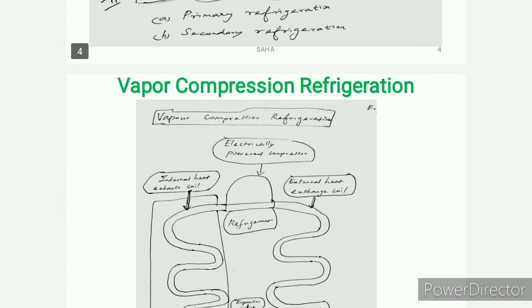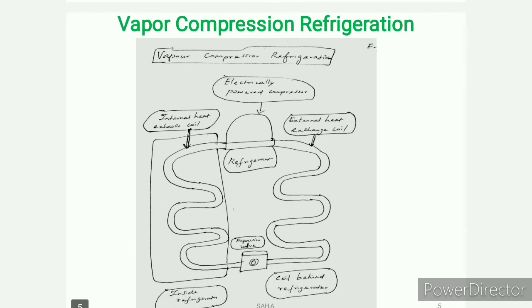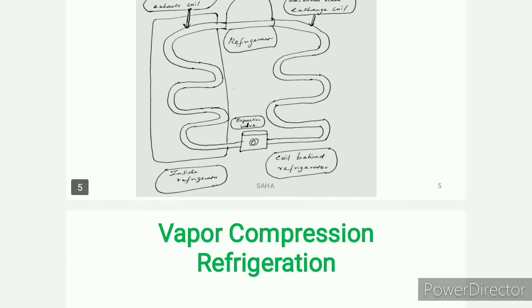The vapor compression refrigeration. This is the diagram for the vapor compression refrigeration. Here there are two portions, the left side and the right side. On the left side, the internal heat exchange coil is there. On the right side, the external heat exchange coil is there. In the middle is the electrically powered compressor having refrigerant, and below the middle is the expansion valve. One side is inside the refrigerator, the other side is behind the refrigerator. So this is the flowchart diagram for the vapor compression refrigerator.